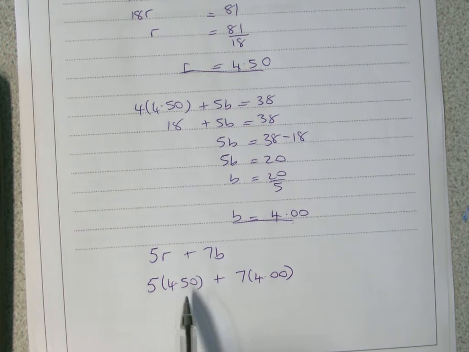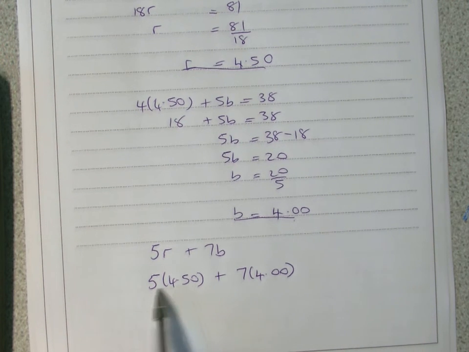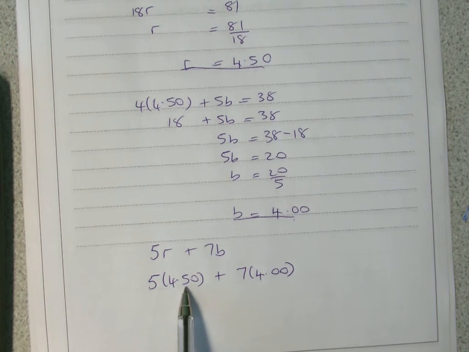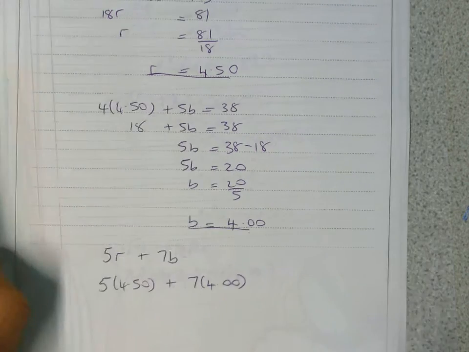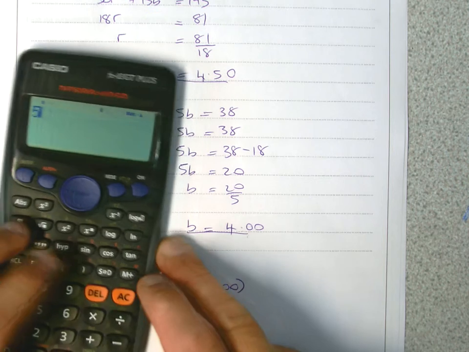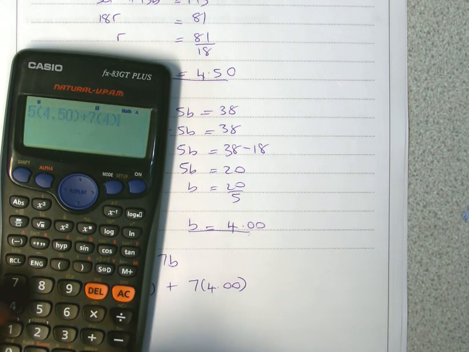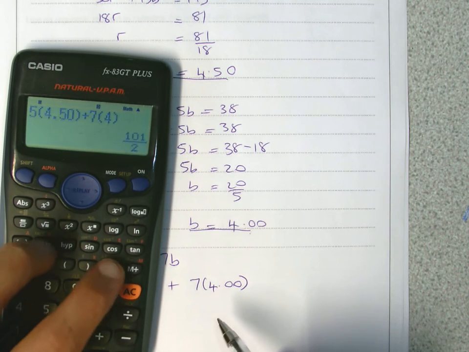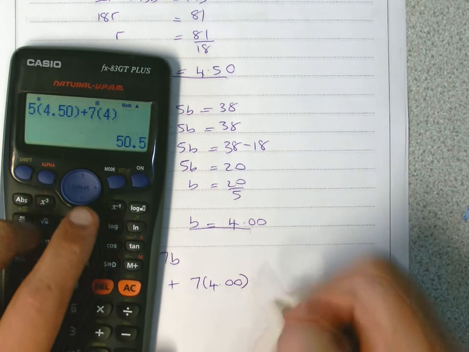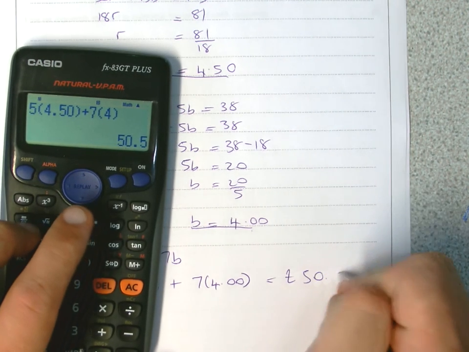So if we work out the cost of that, 5 times £4.50, plus 7 times £4, I use my calculator. On my calculator then I get this, press the S-D button, and I get £50.50.